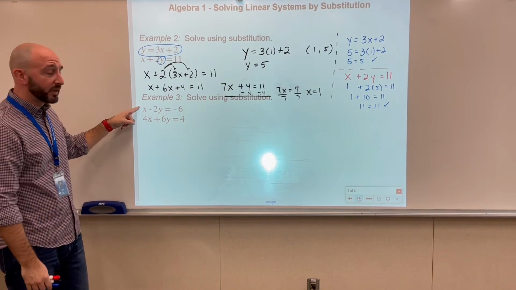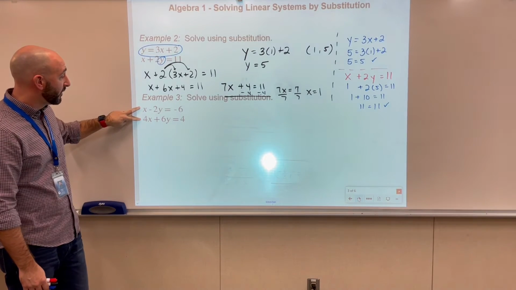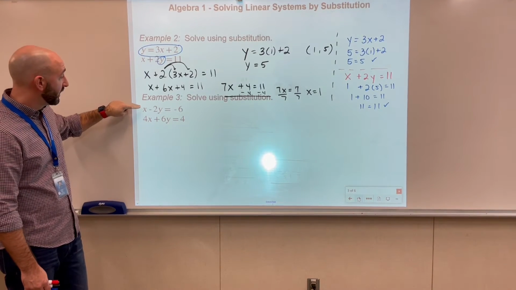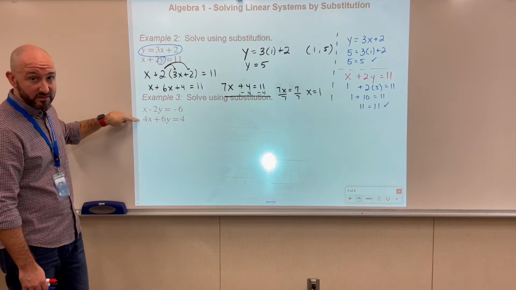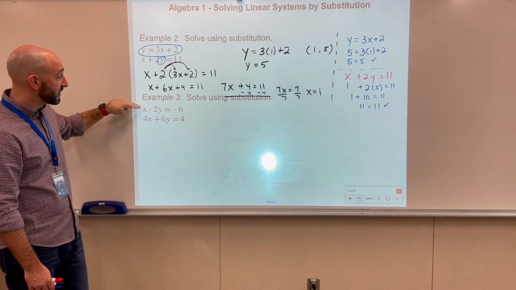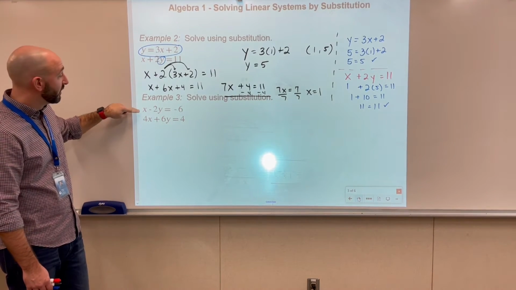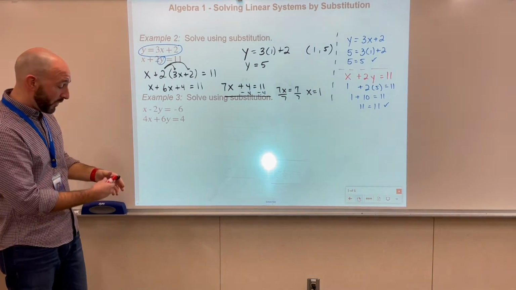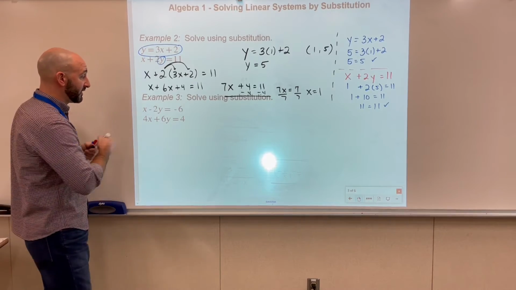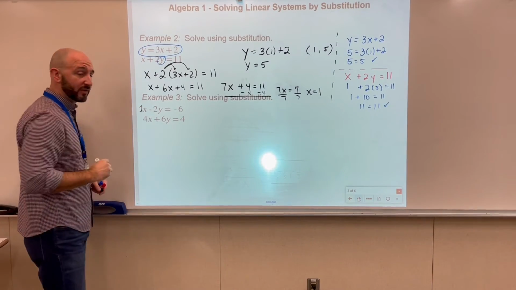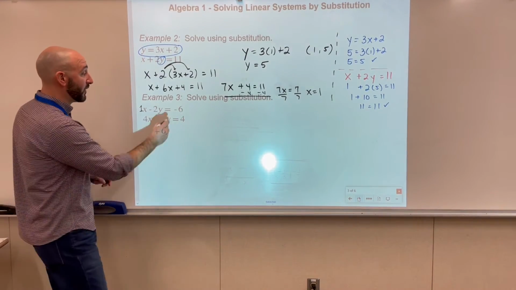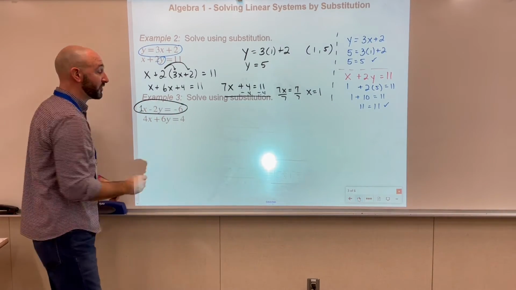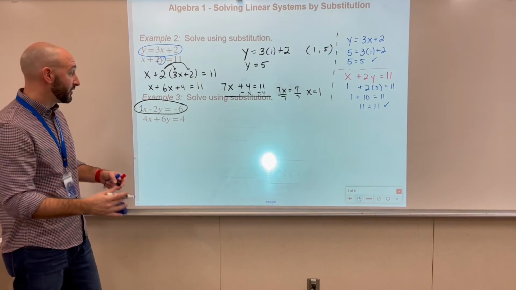All right, now let's take a look at example number 3. In example number 3, what we notice is that both equations are written in standard form. So what we're going to have to do is solve one of the two equations for one of the variables in terms of the other. Now, when I look at the top equation, what I notice is that the coefficient of x is equal to 1. So I'm going to solve the top equation for x in terms of y.